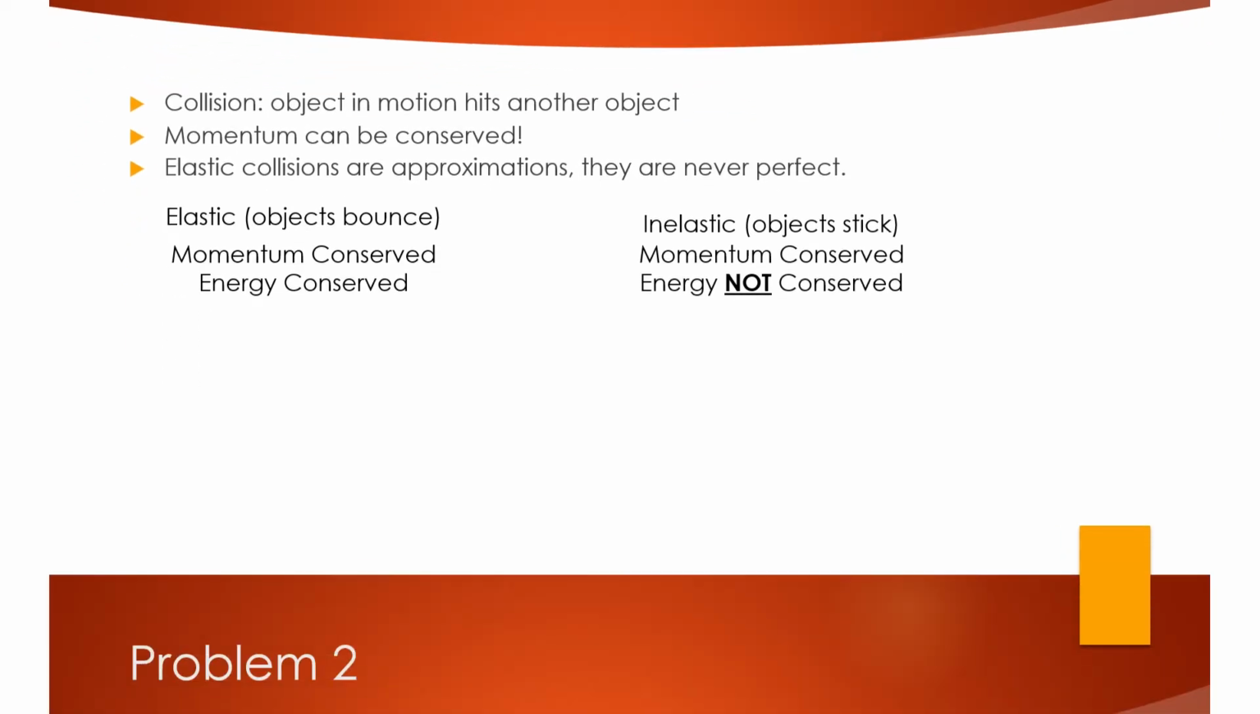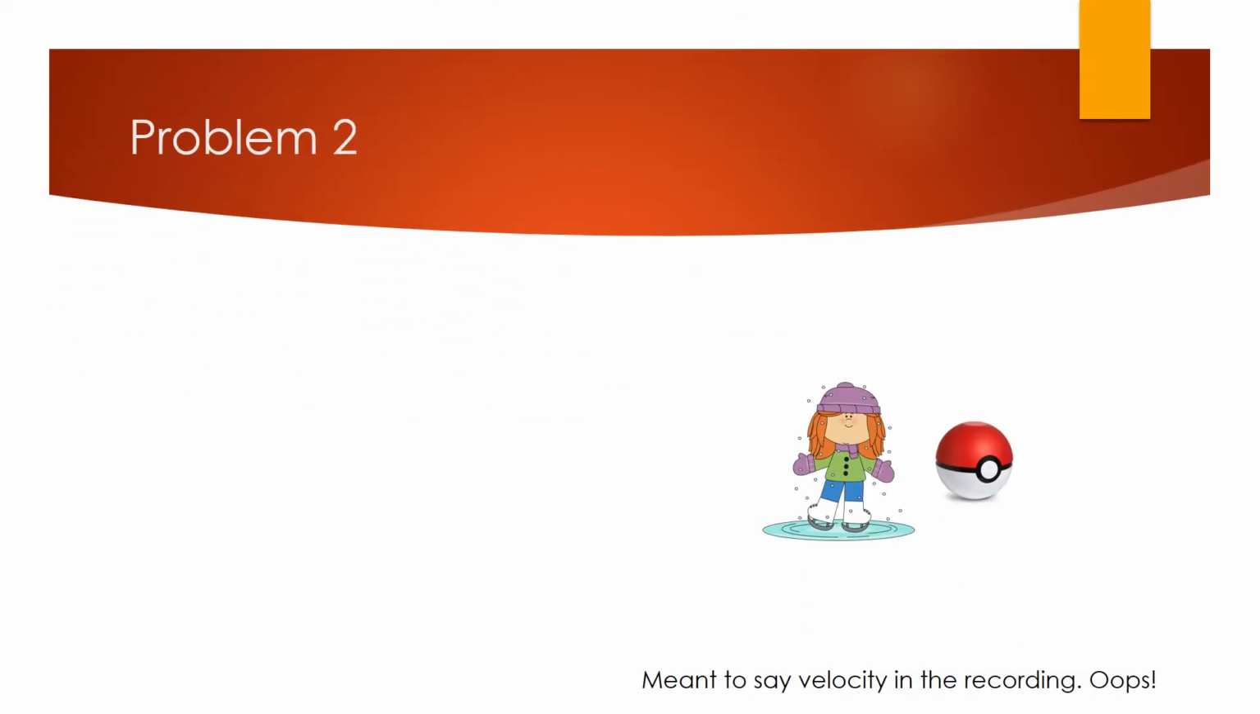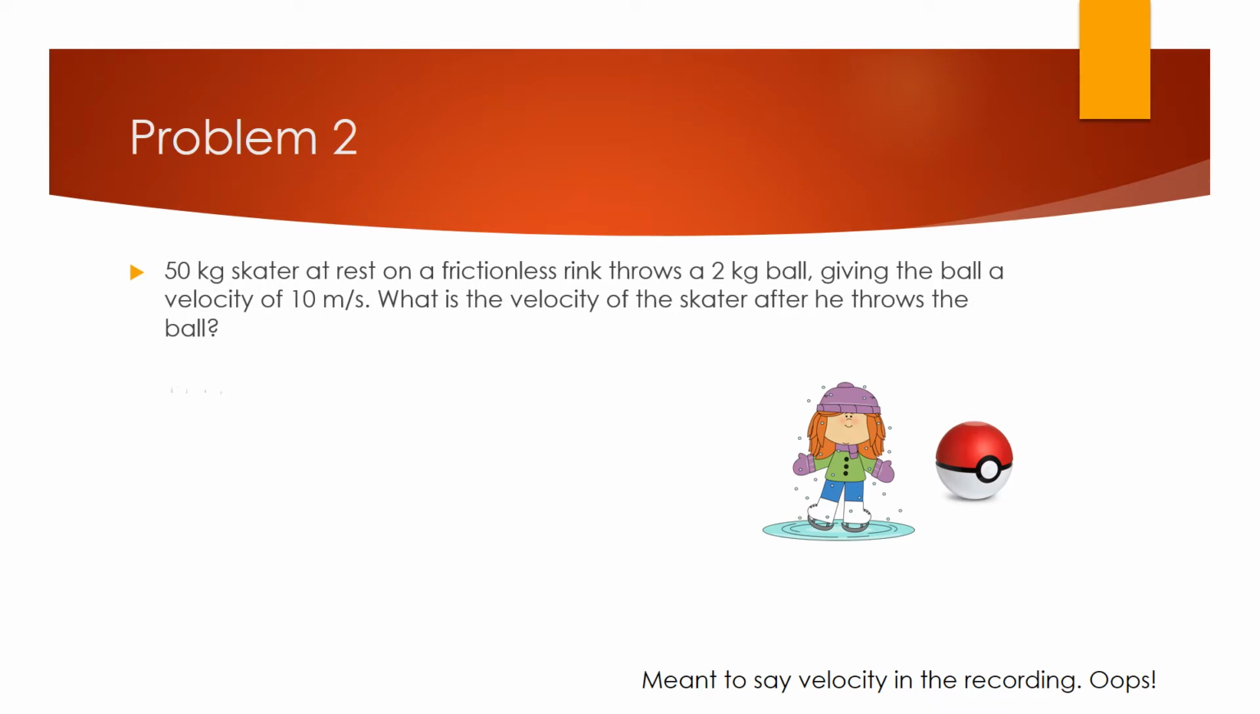Let's look at a sample AP problem. A 50 kilogram skater at rest on a frictionless rink throws a 2 kilogram ball, giving the ball a velocity of 10 meters per second. What is the momentum of the skater after he throws the ball? Well, let's look at our system before and after the skater throws the ball. Before he throws the ball, he is holding it. Therefore, the total mass of the system is 52 kilograms. He is not moving, so the momentum would be 0.